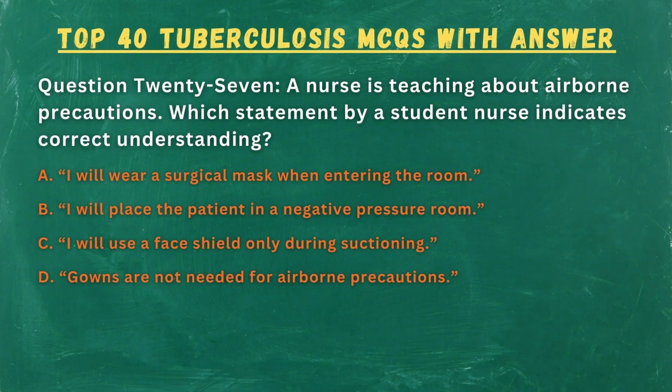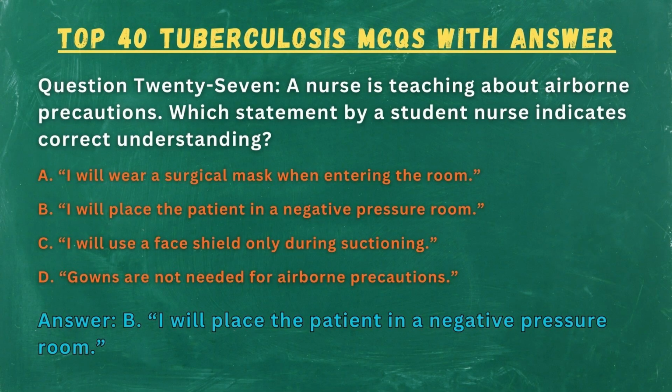Question 27. A nurse is teaching about airborne precautions. Which statement by a student nurse indicates correct understanding? A. I will wear a surgical mask when entering the room. B. I will place the patient in a negative pressure room. C. I will use a face shield only during suctioning. D. Gowns are not needed for airborne precautions.